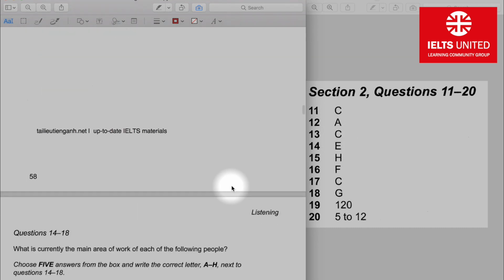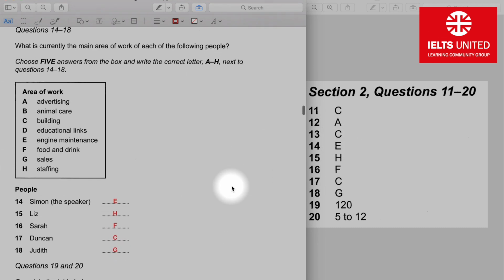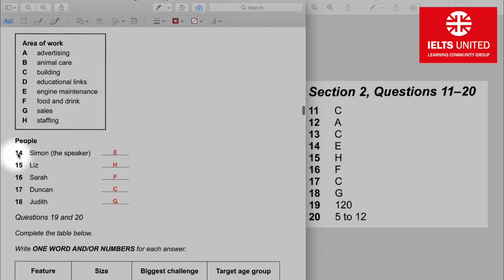Okay, let's move on to the next part, questions 14 to 18. The people here were Simon, the speaker, who was responsible for engine maintenance, and I put E, so yes, we have that. Liz, 15, was responsible for H, that was staffing, and yes, she was responsible for staffing. Sarah, 16, was responsible for food and drink, and it looks like F was correct. Duncan was responsible for C, which was building, and 17, he was responsible for C.